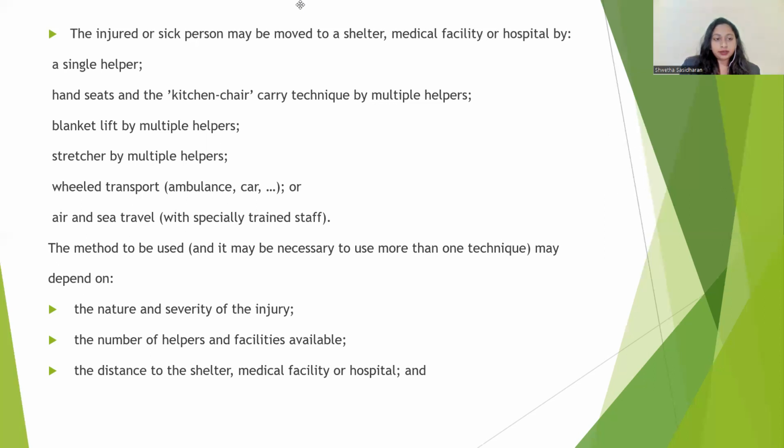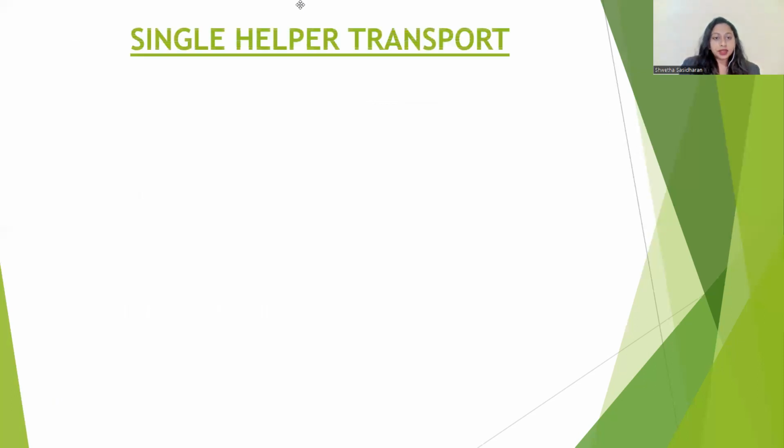If the facilities are nearby, we can try to take them to the hospital directly. But if it is far away, then we need to adjust accordingly. Then there is the nature of the route to be covered. If it is very bumpy, we need to place cushions and pillows accordingly to make the casualty safer, and keep them fastened to their bed.